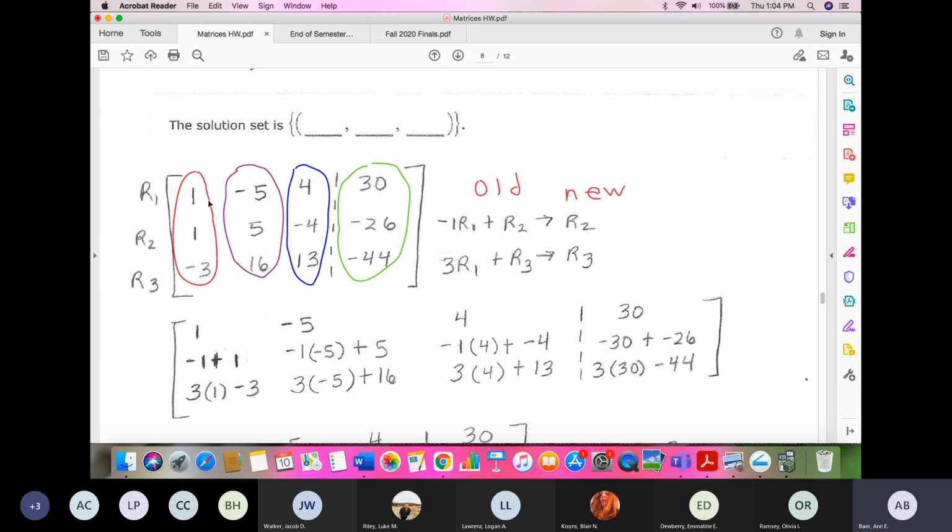So now what do we do? We've gotten a 1 where we want it. So the rule is, in each column, get the 1 first and then the zeros. Then we go to the next column, get the 1 first and then the zeros. Then we go to the next column, get the 1 first and then get the zeros. So right now we need to get the zeros because we have our 1 that's going to help us get the zeros.